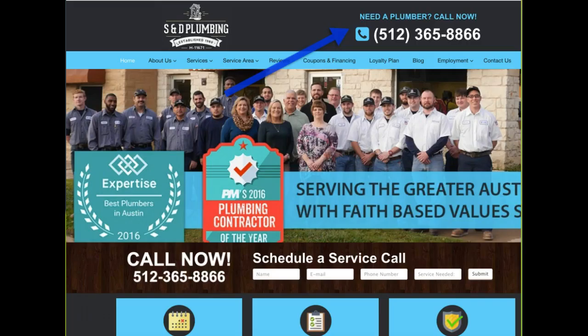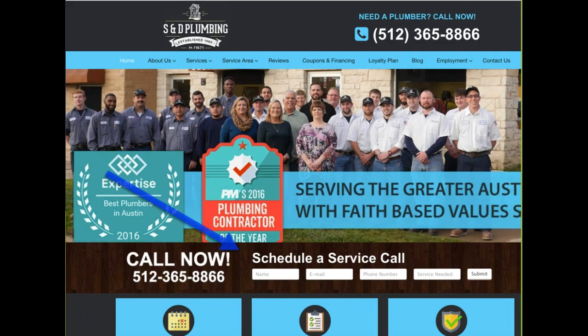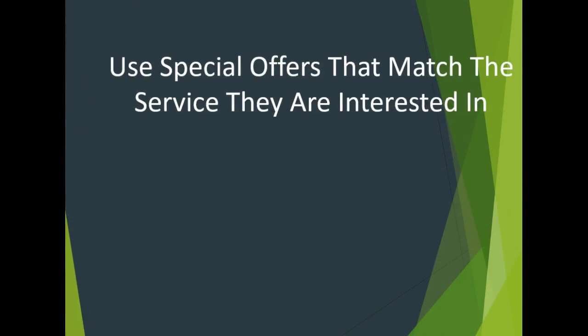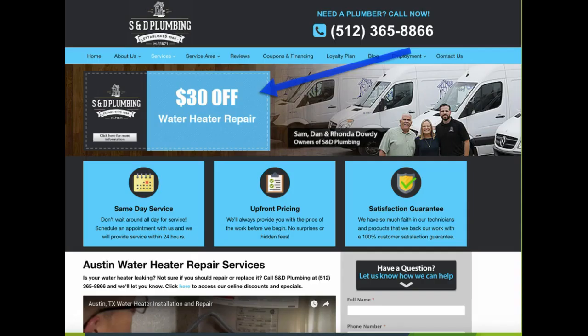So you want to get the fundamentals right. We talked about having that phone number in the upper right hand corner. You see it's big and bold, it stands out. And in the middle of the screen, you'll see schedule a service call. That's an example of having a web form. And see how basic it is: name, email, phone number, and then the service they need. Use special offers that match the service that you're interested in. This is offering some type of discount or coupon to get them to call in.